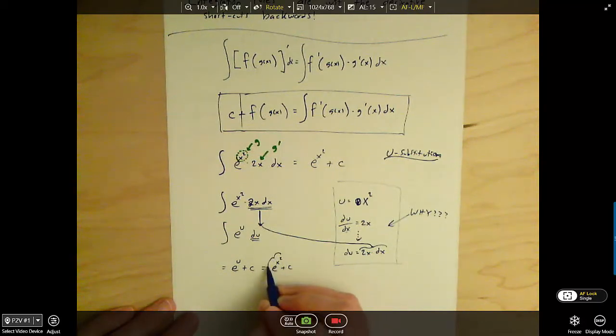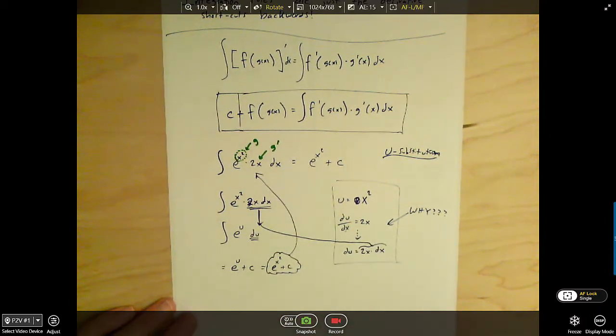And like I was saying before, you can always double check that your ideas make sense by taking the derivative of your result, and you should get what you started with.